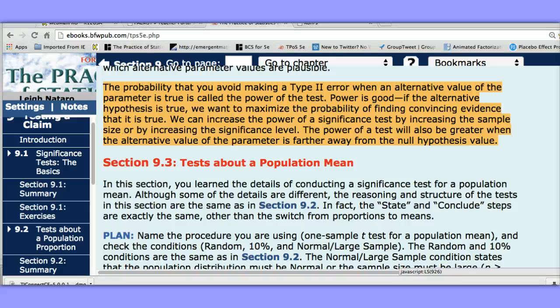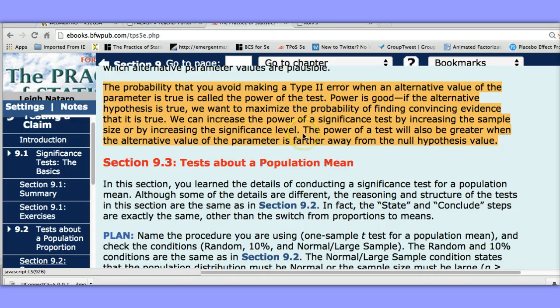Another way we can increase the power of a test is to increase the significance level. So in other words, we raise the alpha level, which is the probability of making a type 1 error. By raising the probability of making a type 1 error, we decrease the probability of making a type 2 error, and that increases the power of the test.